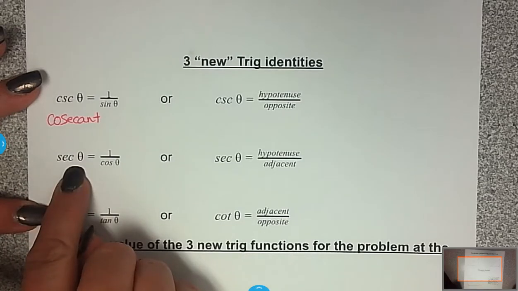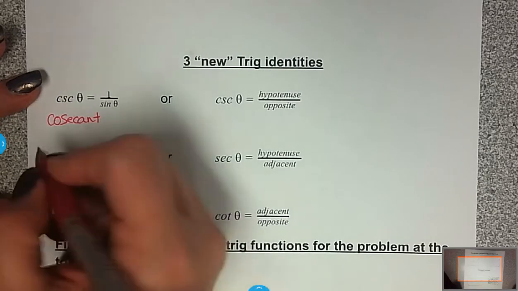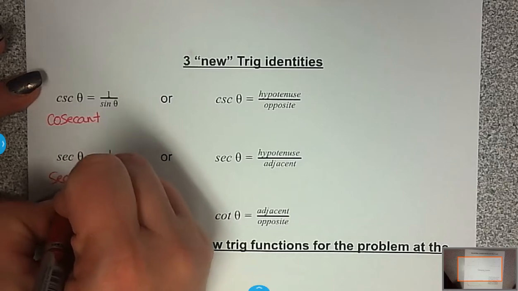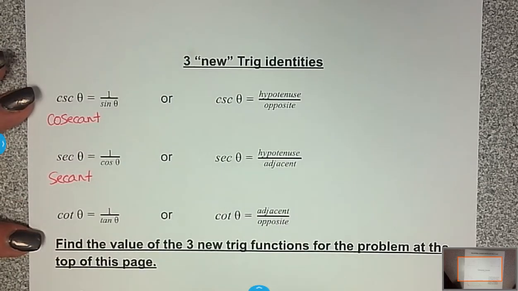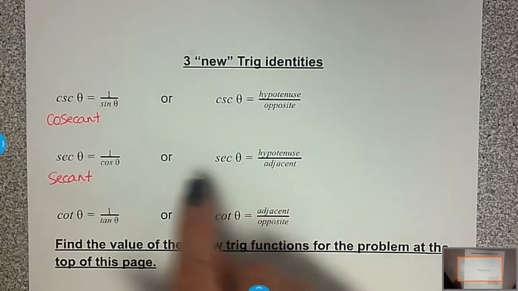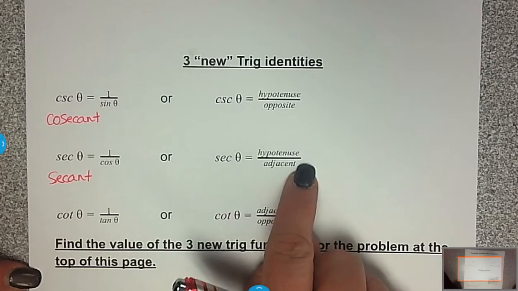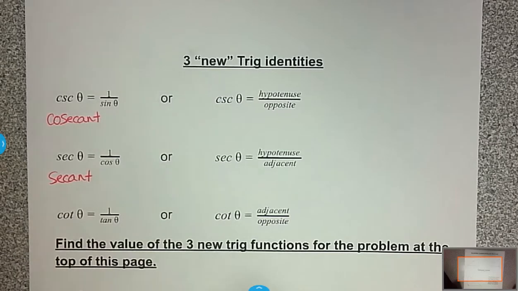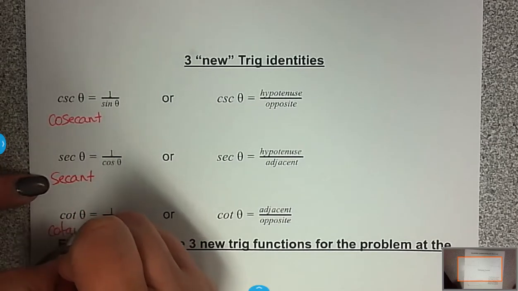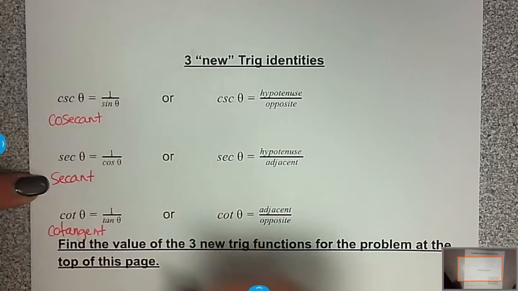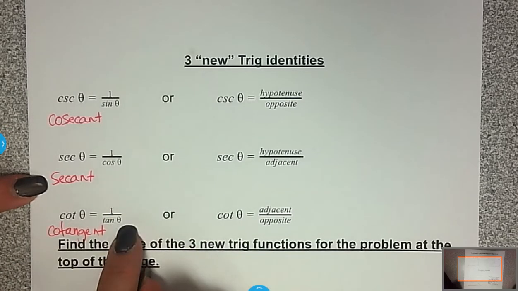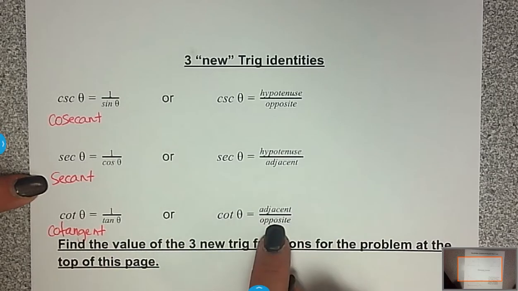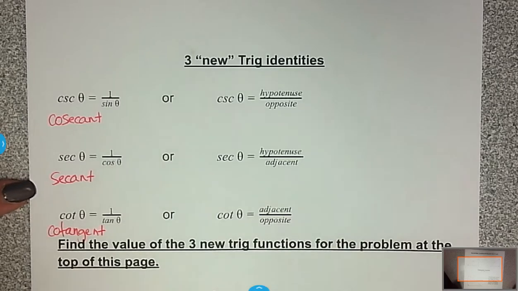So the secant of theta, SEC, stands for secant. It is equal to 1 over the cosine, or think of it as hypotenuse over adjacent, which is just your cosine flipped upside down. And COT, that is not cot, that is cotangent. It is equal to 1 over the tangent, or you can think of it as adjacent over opposite, which basically is just tangent flipped upside down.